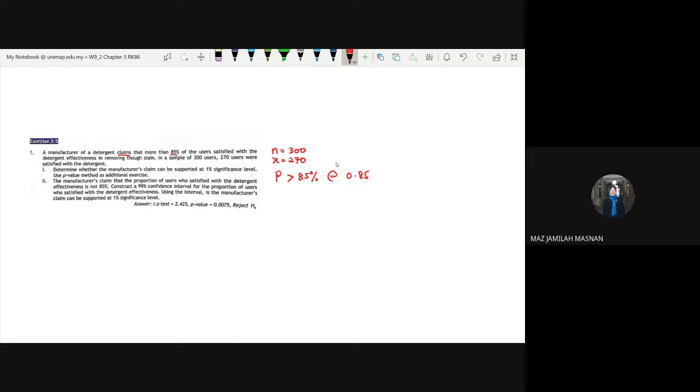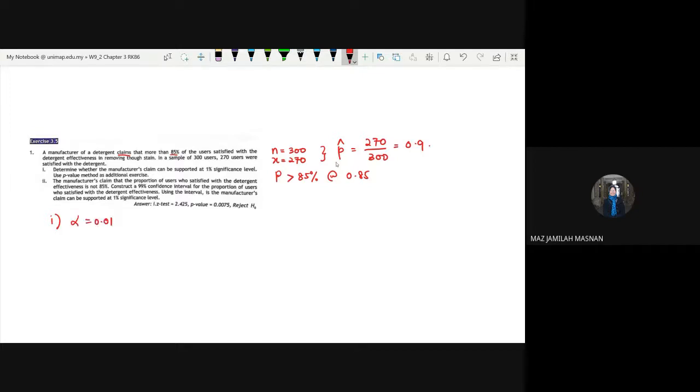So from here, you can have your P hat equal to 270 divided by 300, and 270 divided by 300 gives you 0.9. Okay, so for question 1, determine whether the manufacturer's claim can be supported at the 1% significance level, alpha equal to 0.01.